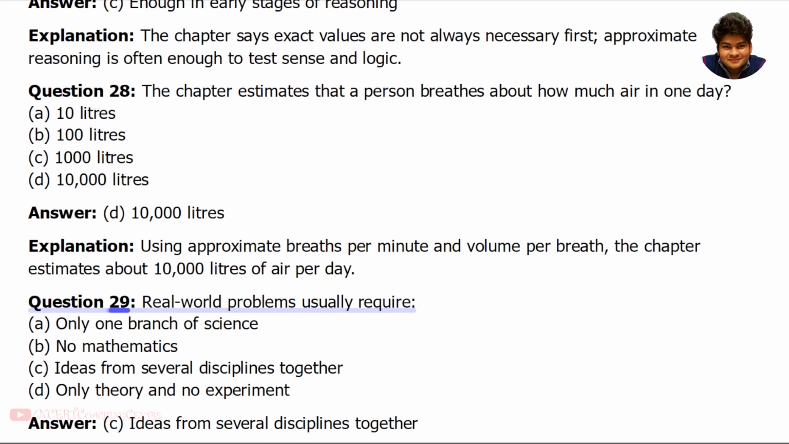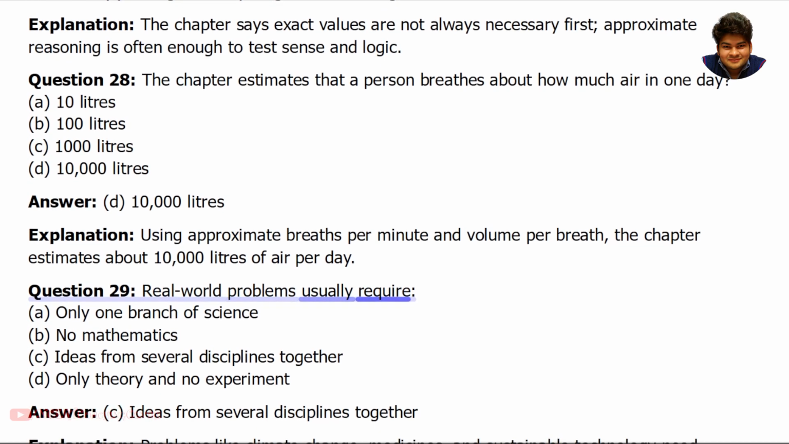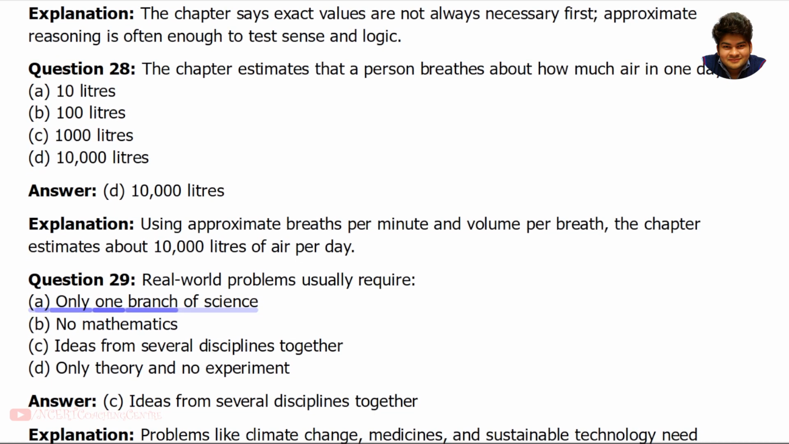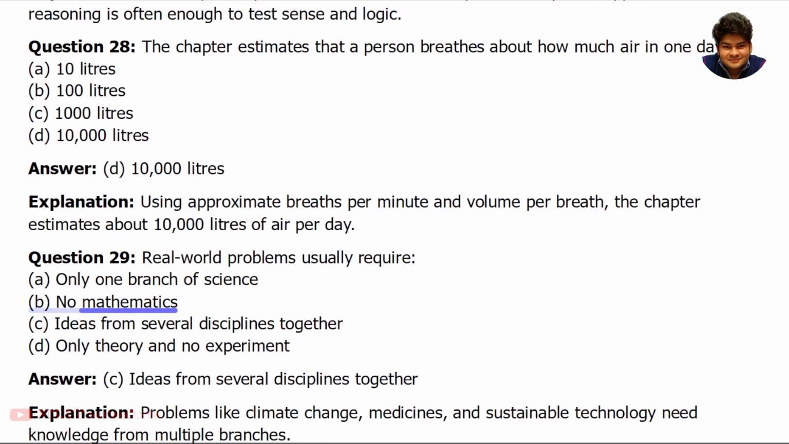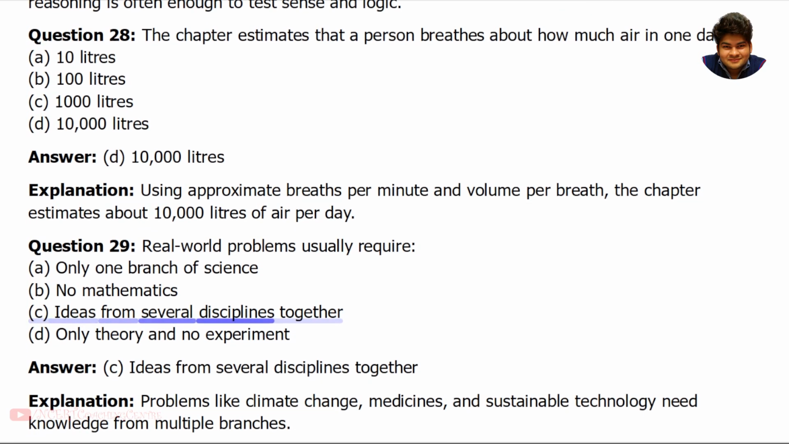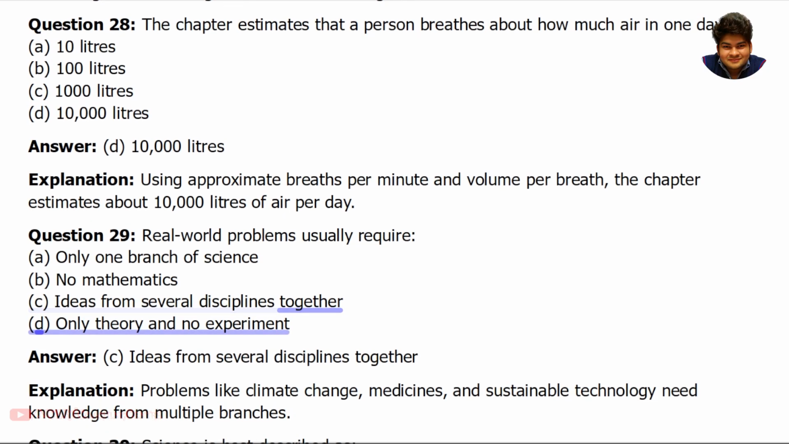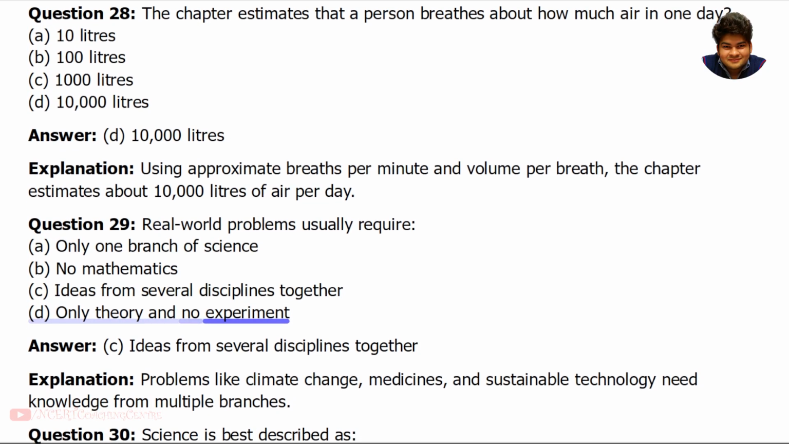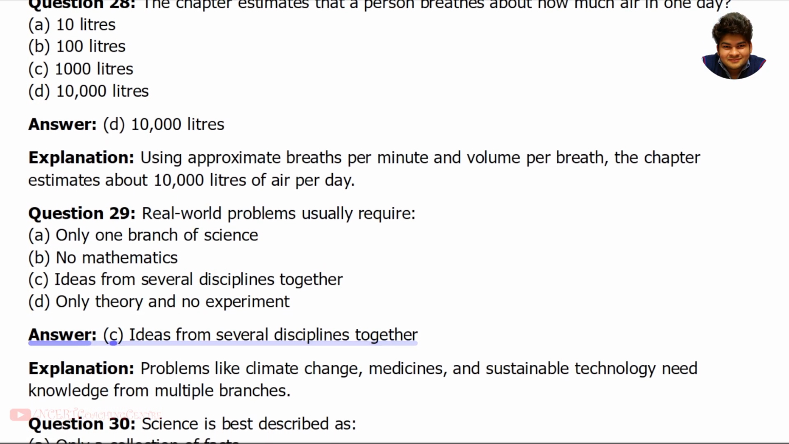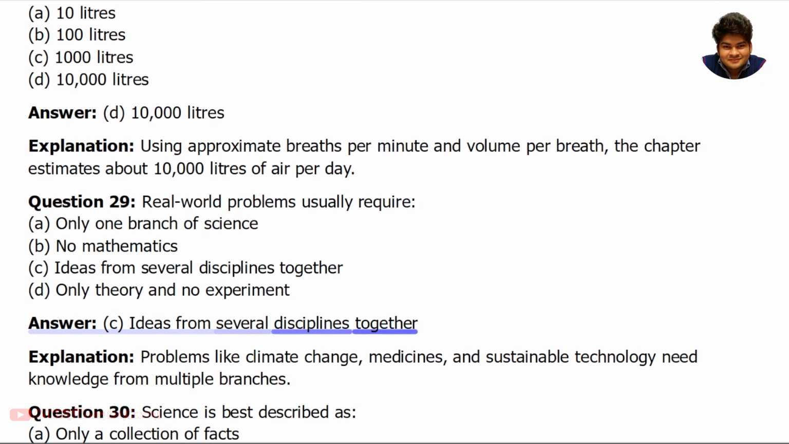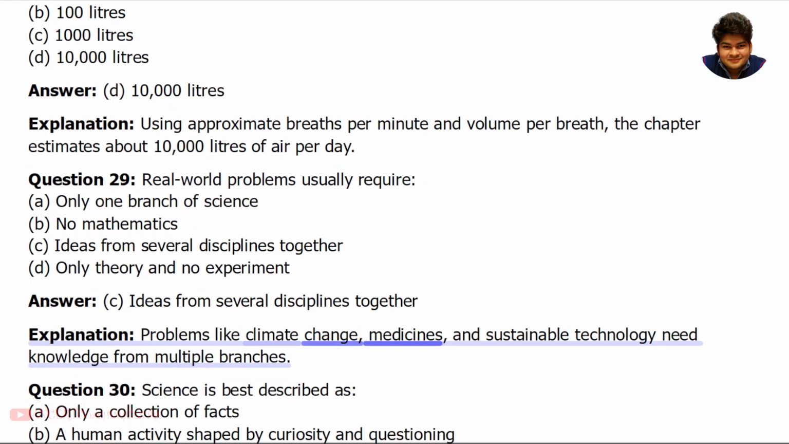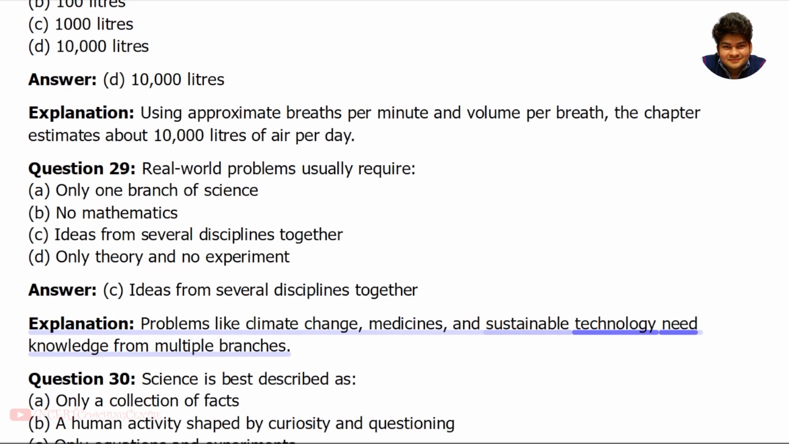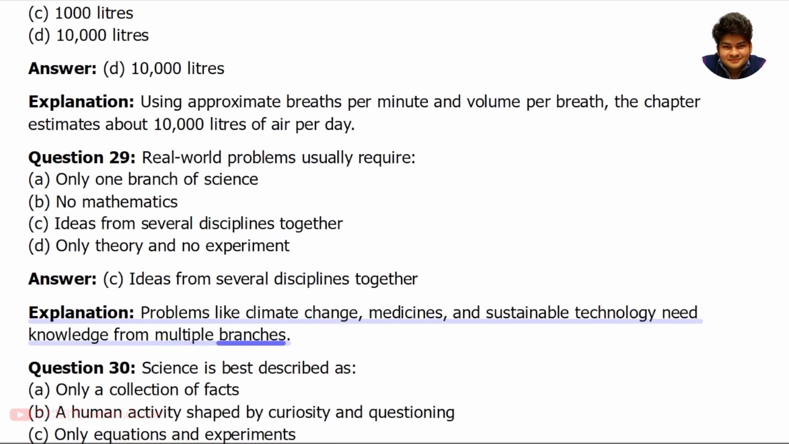Question 29. Real-world problems usually require A. Only one branch of science. B. No mathematics. C. Ideas from several disciplines together. D. Only theory and no experiment. Answer: C. Ideas from several disciplines together. Explanation: problems like climate change, medicines, and sustainable technology need knowledge from multiple branches.